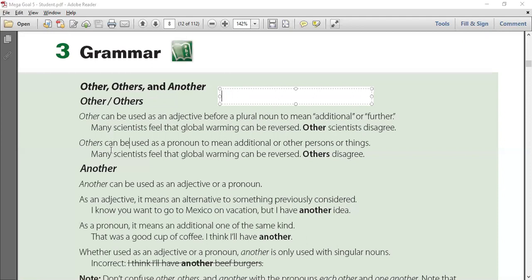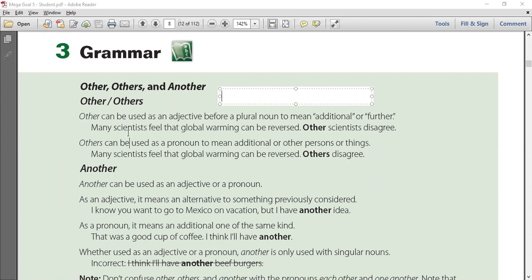Now, moving to others, which can be used as a pronoun. Here it's an adjective, but here it's a pronoun to mean additional or other persons or things. Many scientists feel the global warming can be reversed. Others disagree. Okay, others, who are they? Who does this others refer to? Many scientists. Thank you so much. Other scientists. So instead of saying other scientists, I'm just going to say others. As an example, I said now, I have homework today, and instead of saying and other homeworks or other assignments, I can say and others. Okay?